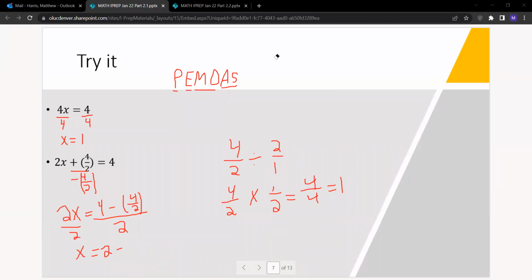So we can write that down here. It's 2 minus 1. So then x is equal to 1. Right, because 2 minus 1 equals 1. So in both of these examples, x is equal to 1. It's just a very different way of how we get there.